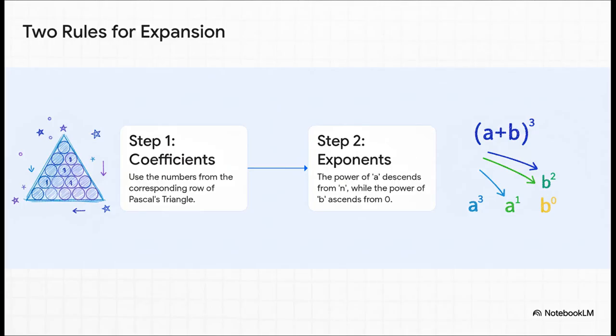So here's the bottom line. The shortcut for expanding any of these things comes down to two simple, predictable patterns working together. First, you just grab the coefficients you need from the right row in Pascal's triangle. Second, the powers on the letters follow this nice little dance. The exponent for a starts high and counts down, while the exponent for b starts at 0 and counts up.